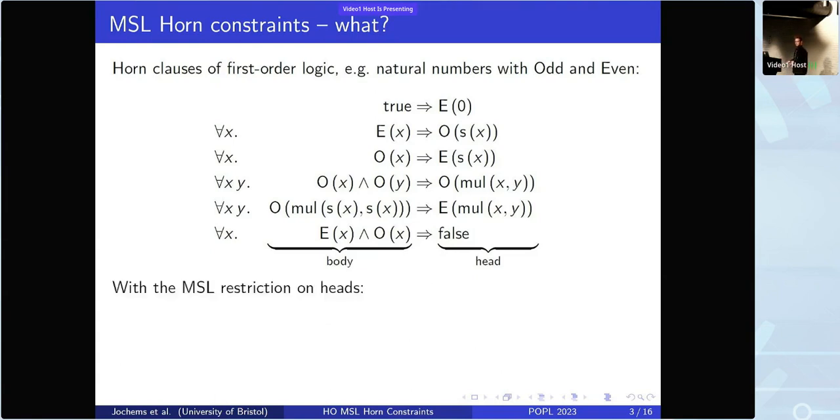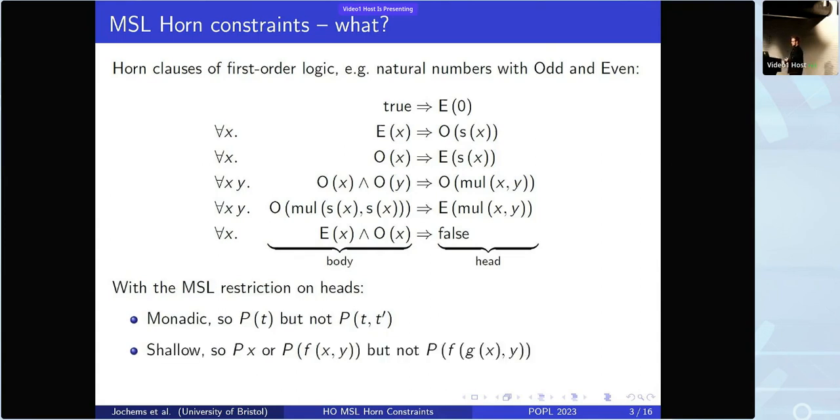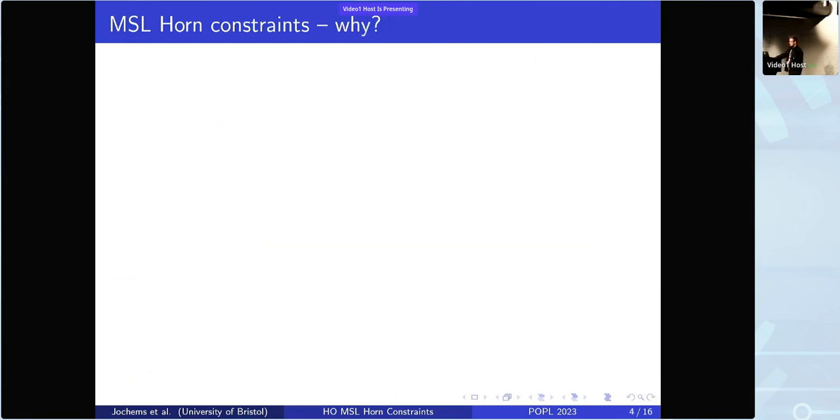The MSL restriction applies to heads only. These must be monadic, so they could be a predicate of one argument, but not of two or more arguments. It must be shallow, so they can have at most one function symbol in the head applied to some variables, but nothing more complicated than that. And they must be linear, which means that all the variables in the head must be distinct. And all these clauses here that I've provided are MSL clauses themselves.